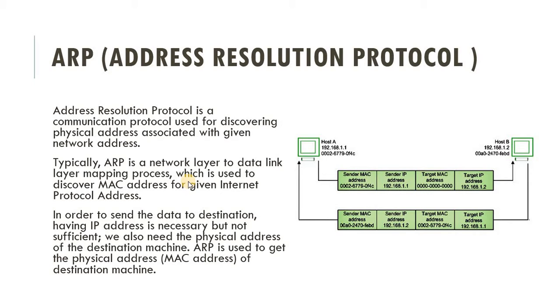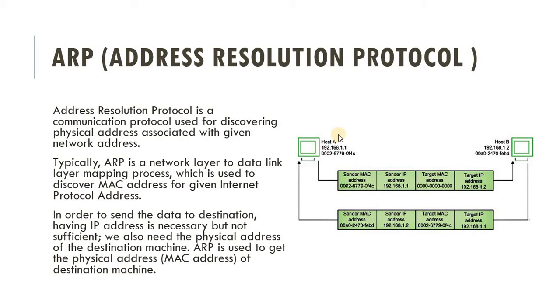Typically, ARP is a network layer to data link layer mapping process which is used to discover the MAC address for a given internet protocol address. In order to send the data to the destination, having an IP address is necessary but not sufficient. We also need the physical address of the destination machine. ARP is used to get the physical address of the destination machine.